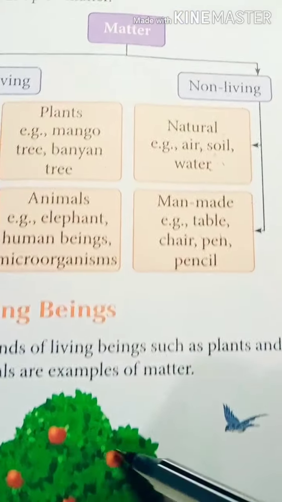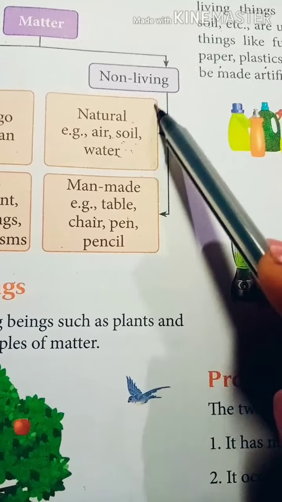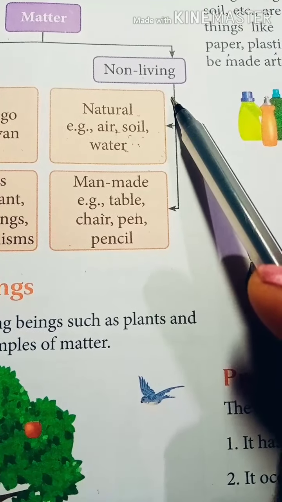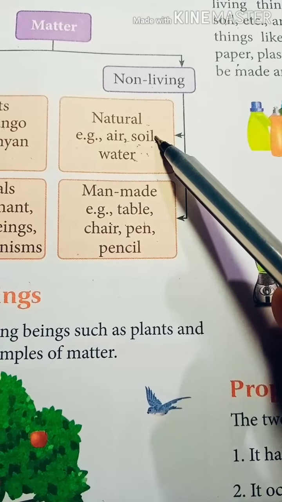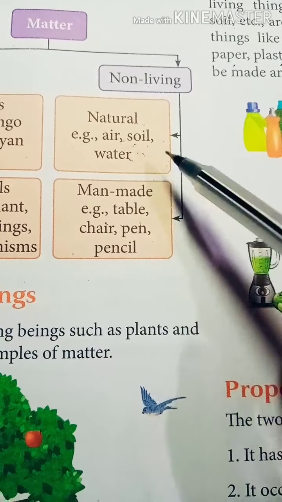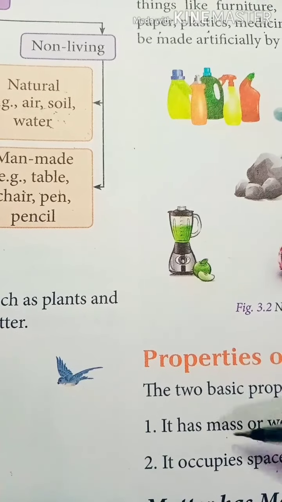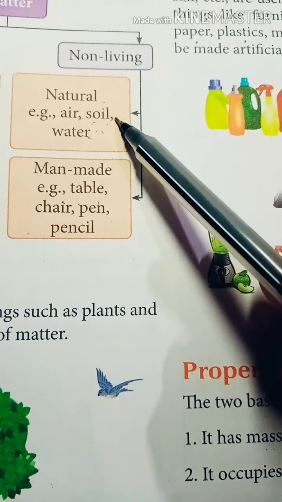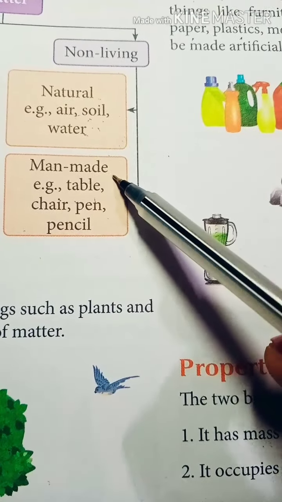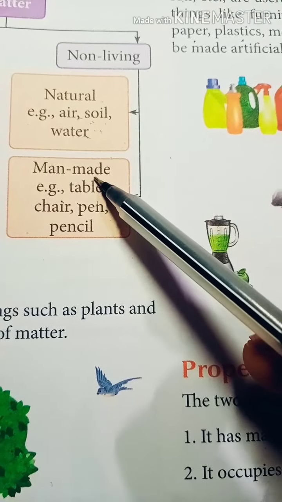They all need space. Next we will go for the non-livings. Non-livings are also matter, because even though they are non-living, they also follow the two properties: they have mass and they occupy space. The non-livings are of two types: natural and man-made.